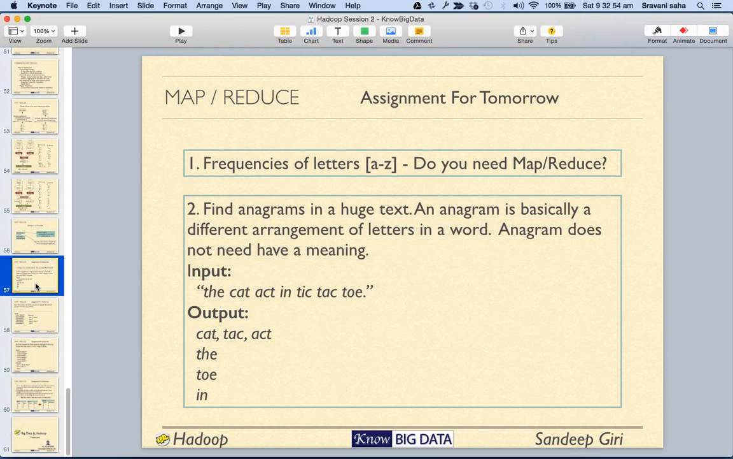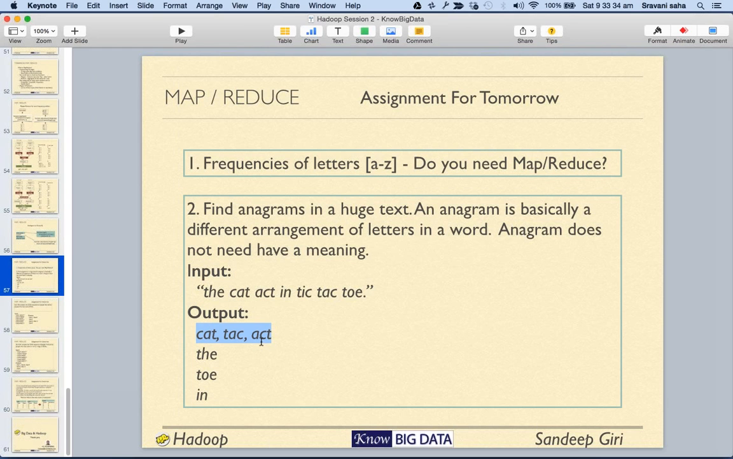Now, the next question is, find anagrams in the Hughes text. An anagram is basically a rearrangement of letters in a word. For example, in this sentence, cat, act, and tac are rearrangements of A, C, and T. Correct? And hence, these are the anagrams in this text.